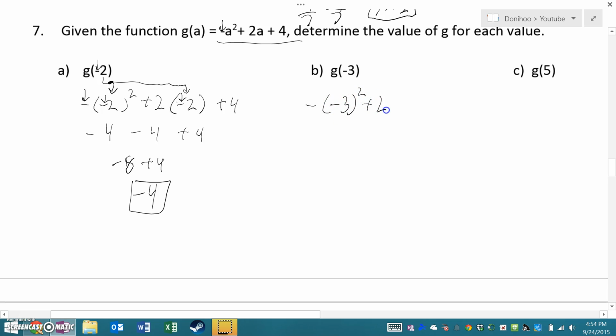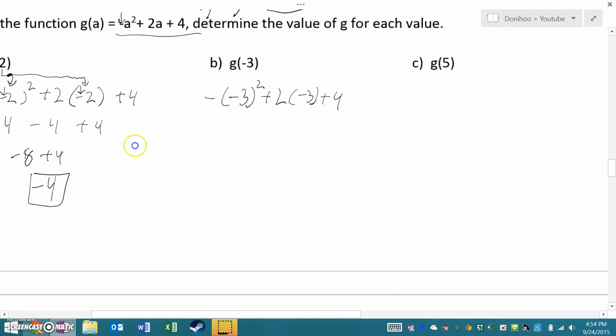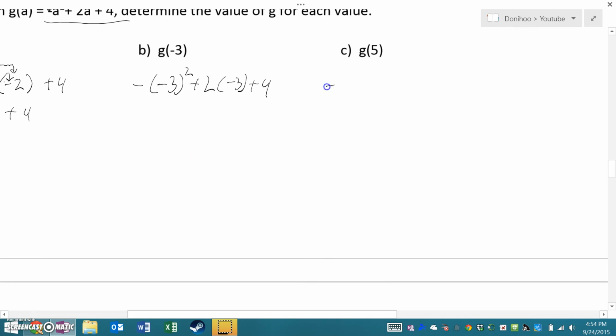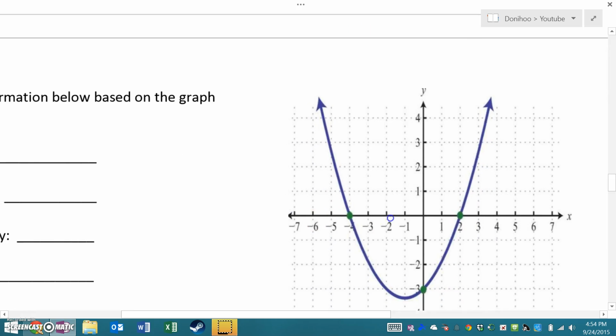Negative 3 squared plus 2 times negative 3, plus 4. Negative 5 squared plus 2 times 5 plus 4. The parentheses are essential if you're using your calculator to help you calculate this. I'm not going to finish this. I assume you guys can use a calculator to do that.